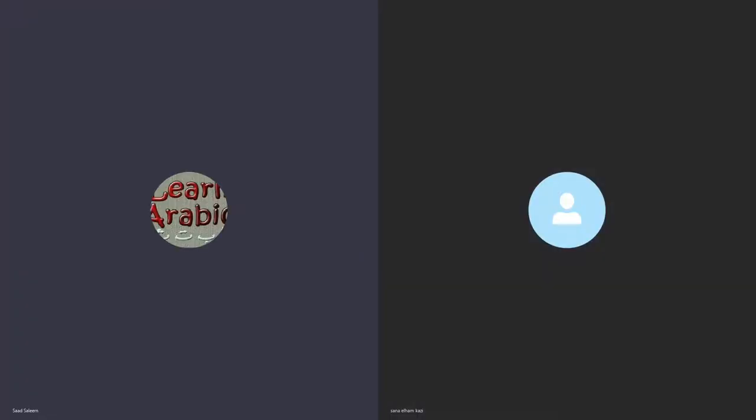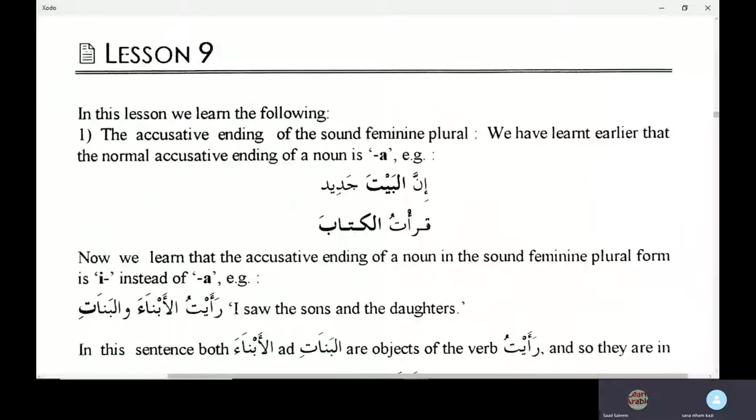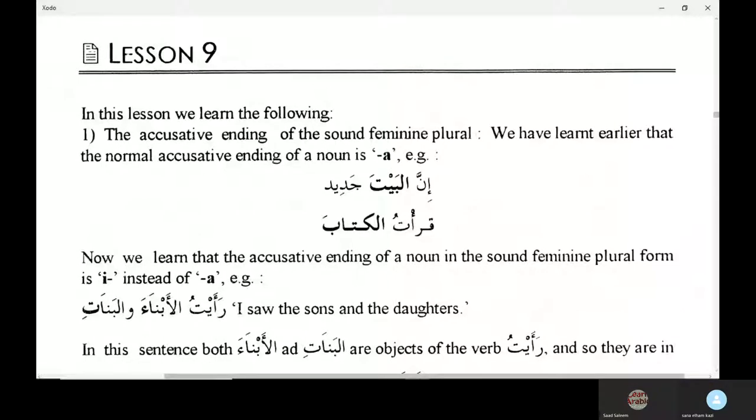Bismillah ir-Rahman ir-Rahim. We will start on page number 38 at the top of the 9th lesson. Start the grammar. Okay, so in this lesson we learn the following.